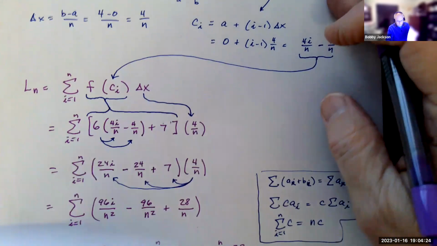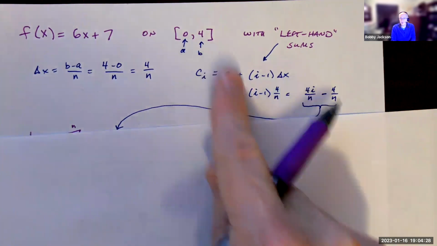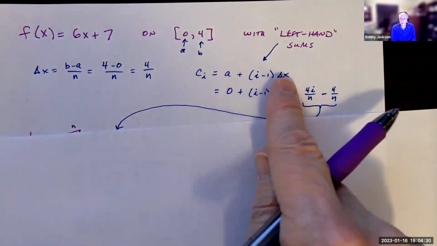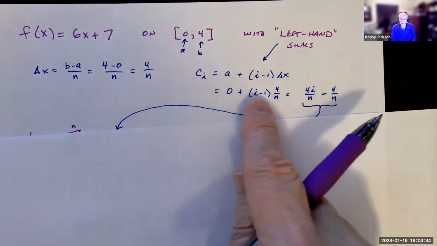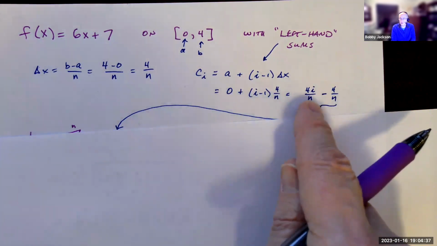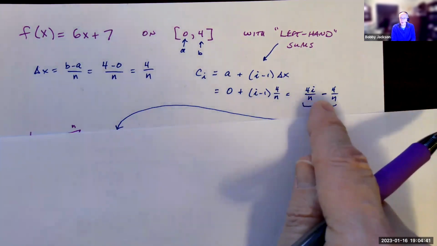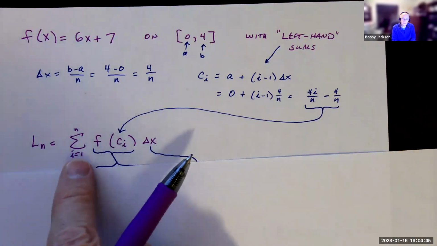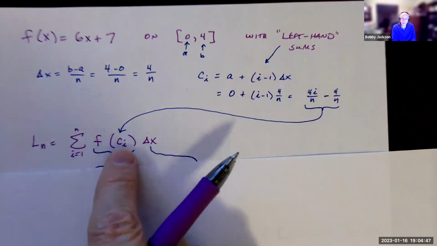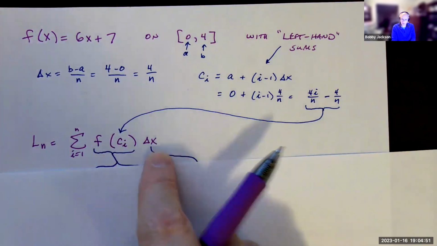So here's the algebra of it. The c sub i then is a, which of course is 0, plus i minus 1 times delta x, which we computed here is 4 over n. So this is just i minus 1 times 4 over n. I'll distribute the 4 over n and get 4i over n minus 4 over n. So that's what I'm going to plug in. Here is the formula for the left-hand sum, the sum from i equals 1 to n of f of c i, where the c i is now this stuff, times delta x.